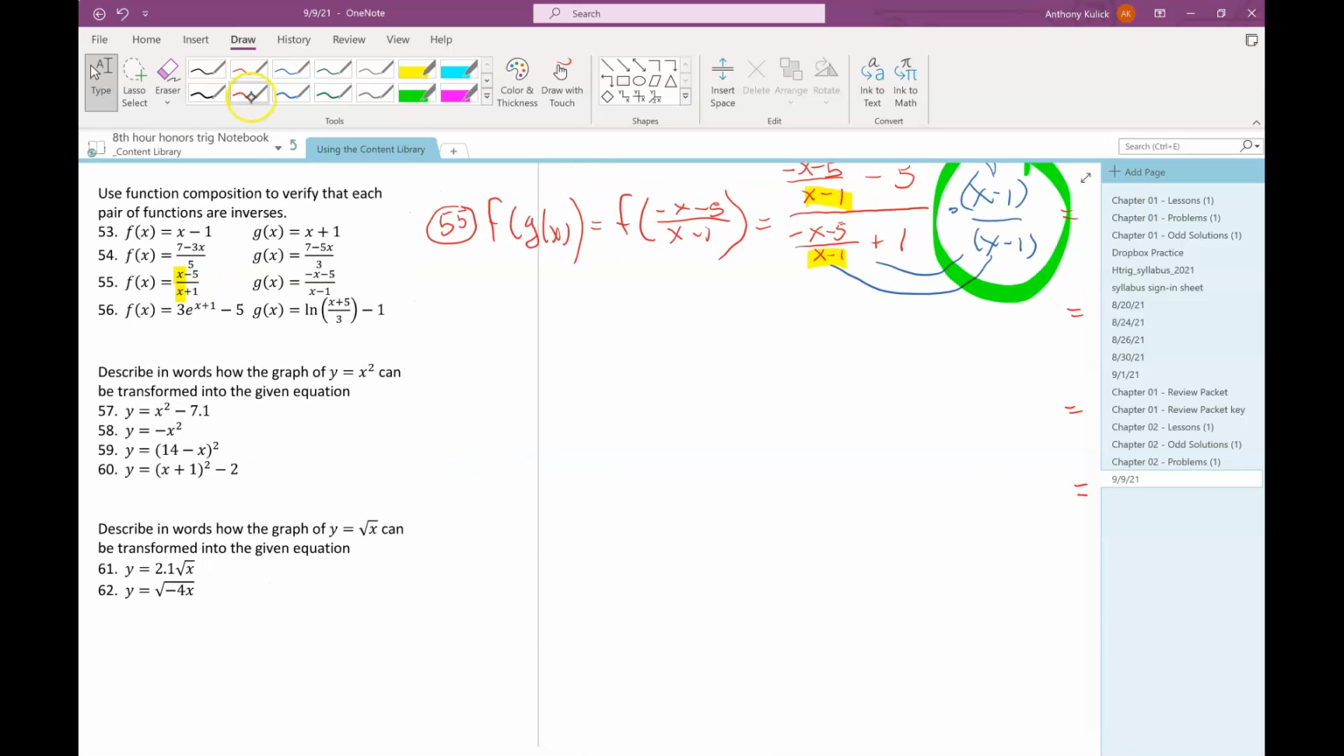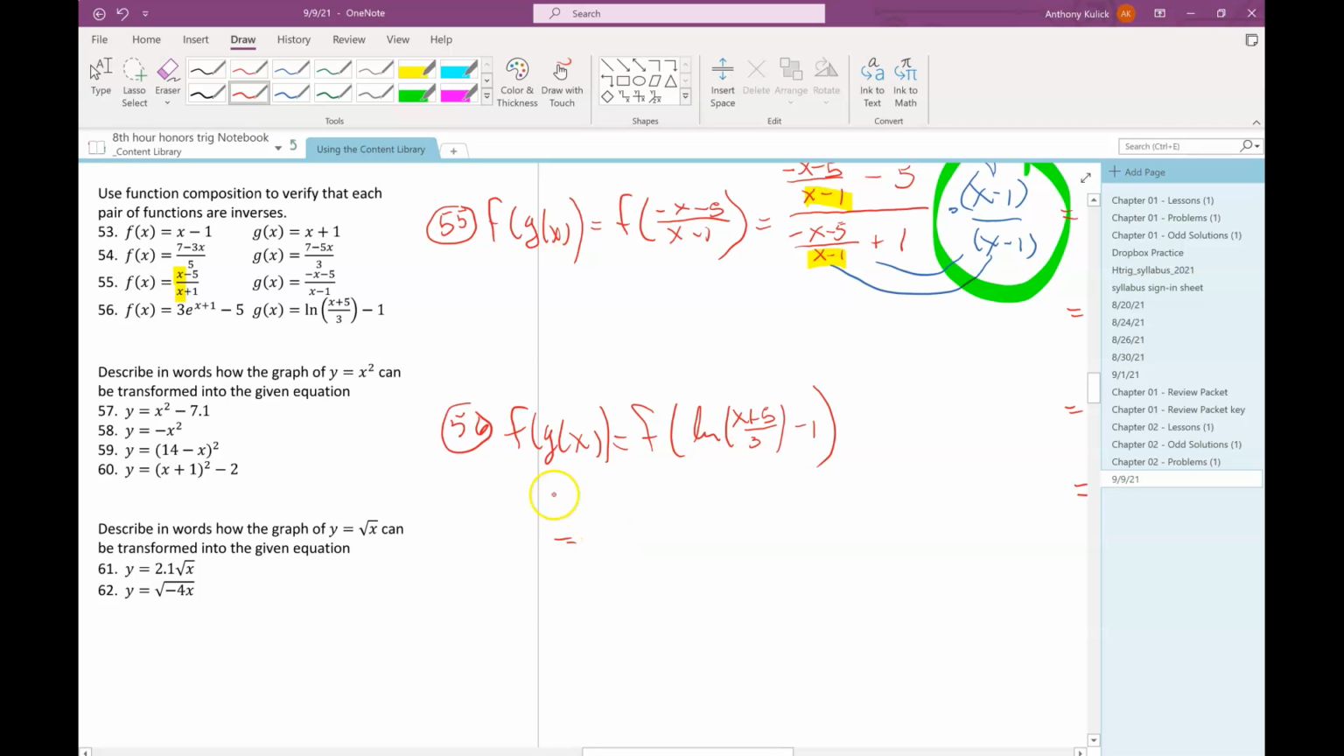56, okay. So same directions. So again, we'll do f of g of x. In this case, our g of x is the natural log of x plus 5 over 3 minus 1. So when I plug that in, I'm going to plug that into the x in f of x. 3e, and then instead of my x, I'll have the natural log of x plus 5 over 3 minus 1. And then I have that plus 1. And then down here out of the exponent, I still have the minus 5.